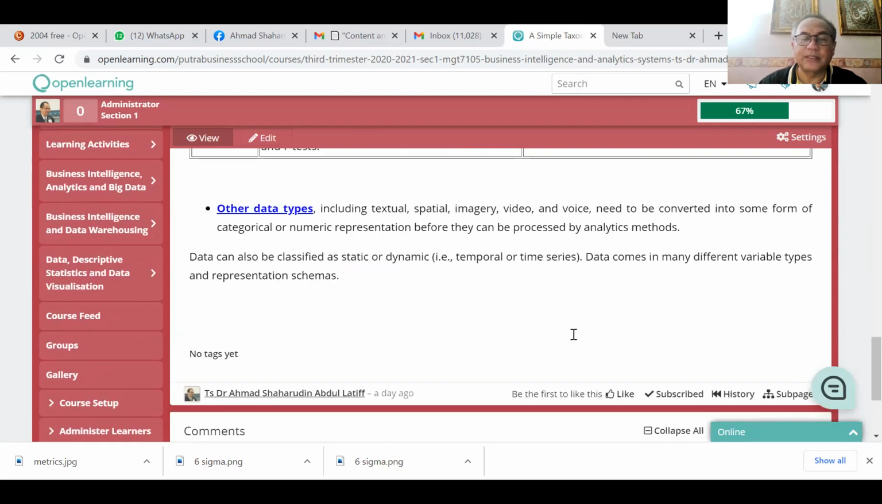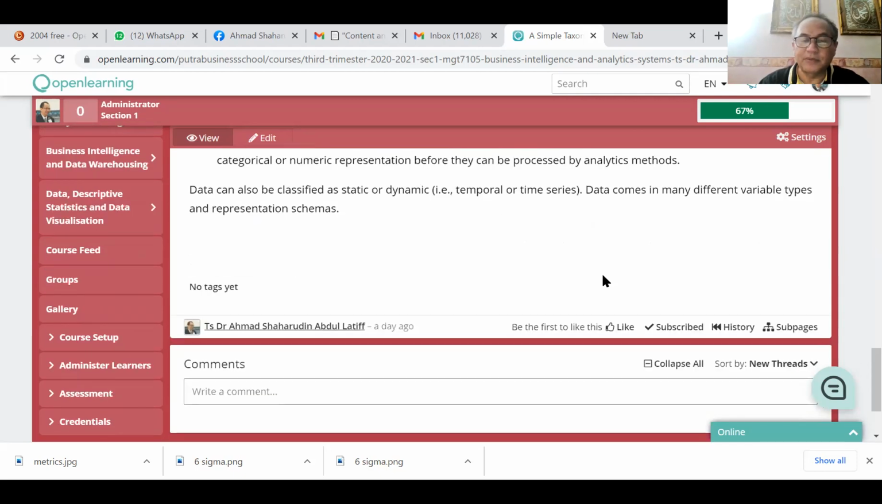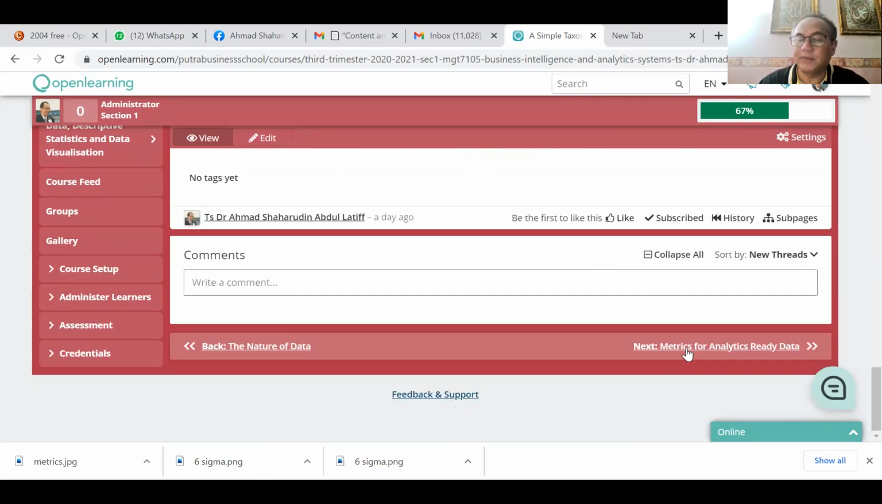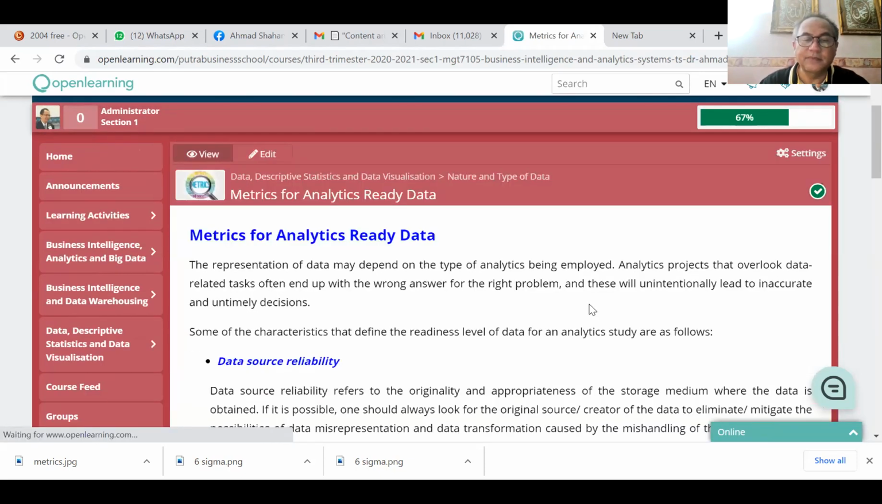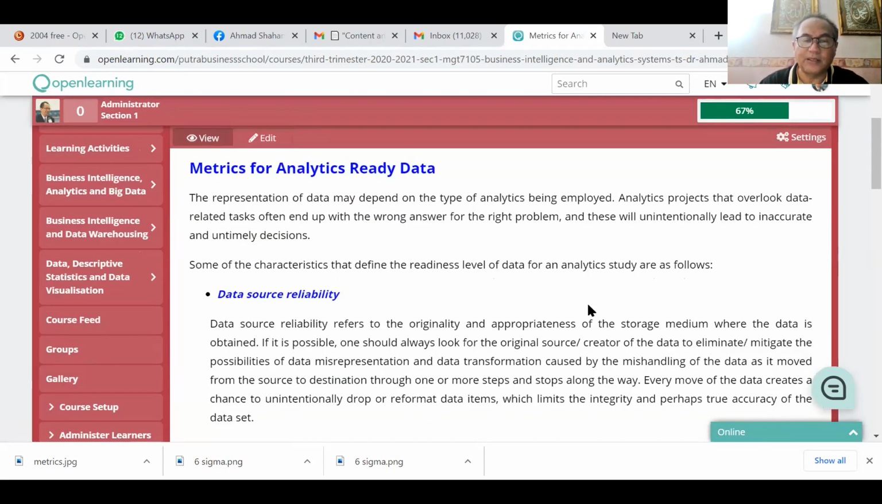Yeah. So data can be classified as static or dynamic. It comes in many variable types and representation schemas. So there are metrics for this data, whether we can do analytics.